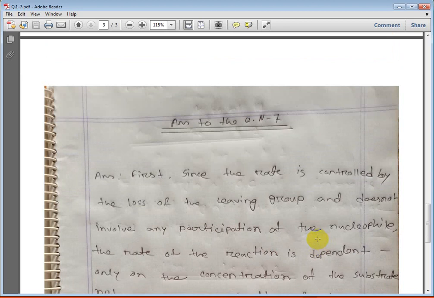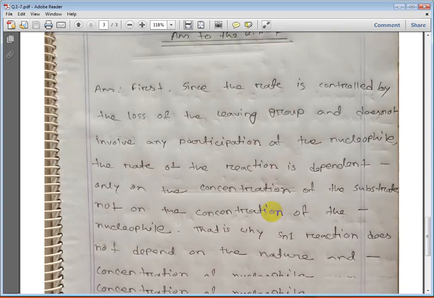why the concentration of nucleophile doesn't matter in an SN1 reaction. Because the rate determining step of an SN1 reaction is step one, and in step one there is no nucleophile involvement. For this reason, the SN1 reaction does not depend on the nucleophile or the nature of the nucleophile.